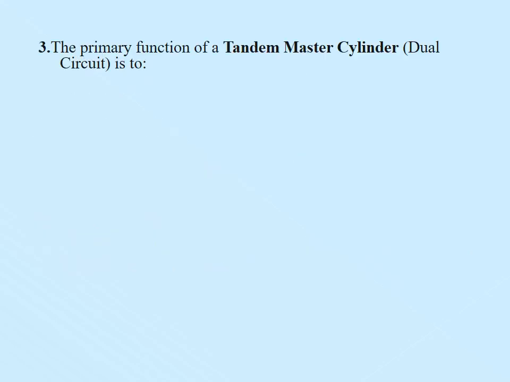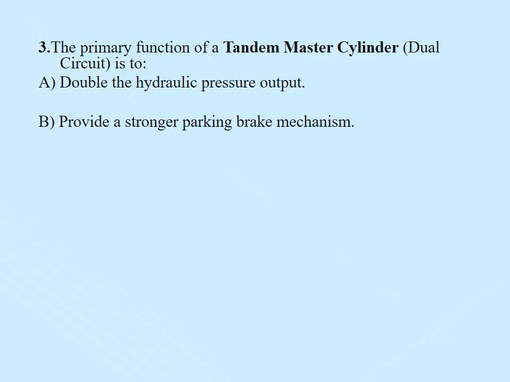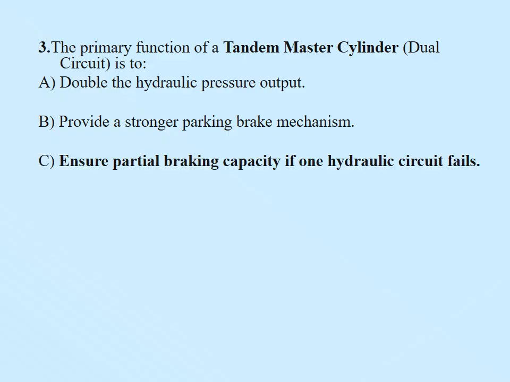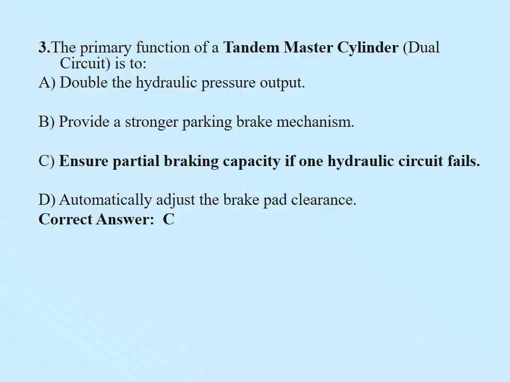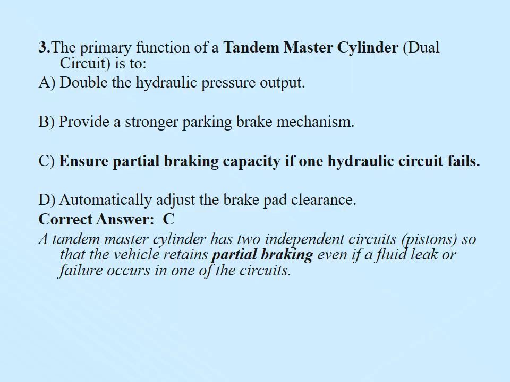The primary function of a tandem master cylinder, dual circuit, is to: A, double the hydraulic pressure output; B, provide a stronger parking brake mechanism; C, ensure partial braking capacity if one hydraulic circuit fails; D, automatically adjust the brake pad clearance. Correct answer is C. A tandem master cylinder has two independent circuits so that the vehicle retains partial braking even if a fluid leak or failure occurs in one of the circuits.